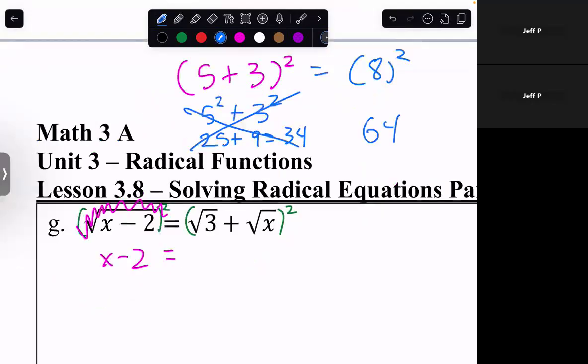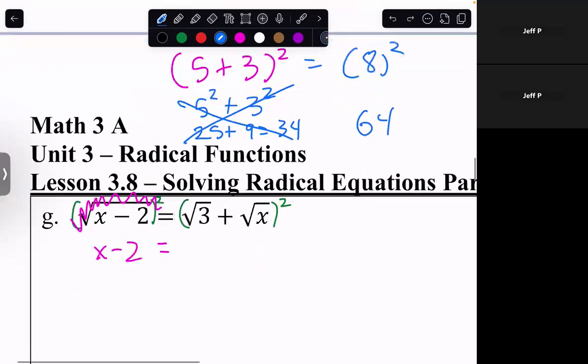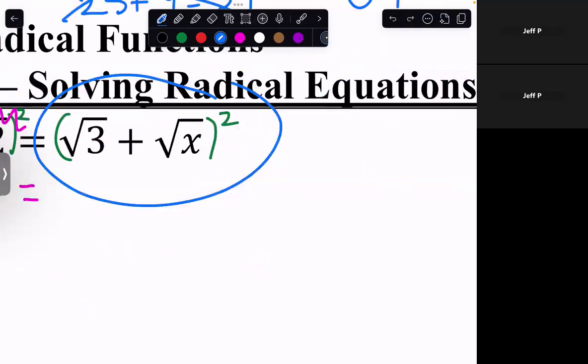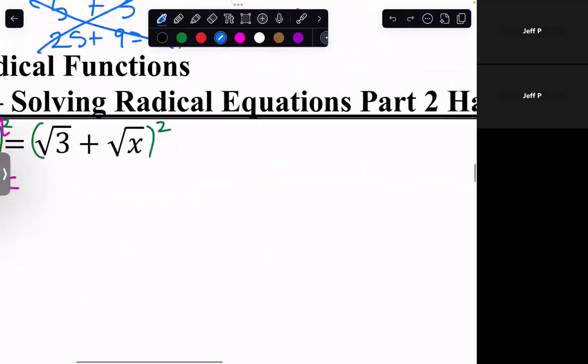Well, we have to distribute out the multiplication. Okay, so to simplify this, I'll do it off to the side.